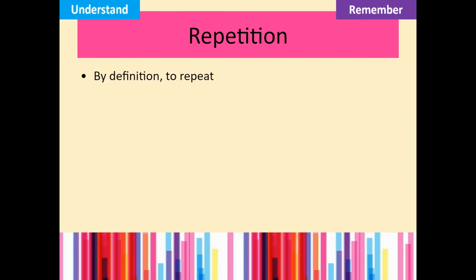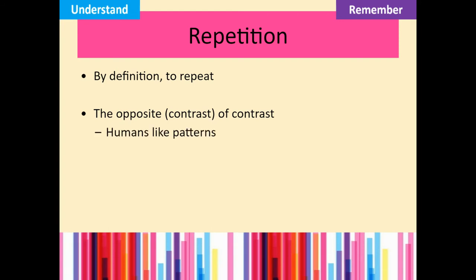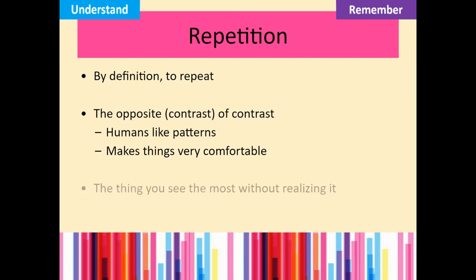So repetition, by definition, obviously, is to repeat things happening again and again and again. And as I mentioned, it's the opposite of contrast. It's the contrast of contrast. But humans like patterns. If things aren't the way we expect them to be, we'll be agitated, wondering why that is there. We want things to be in patterns, and if it's not in patterns, it makes things very uncomfortable.